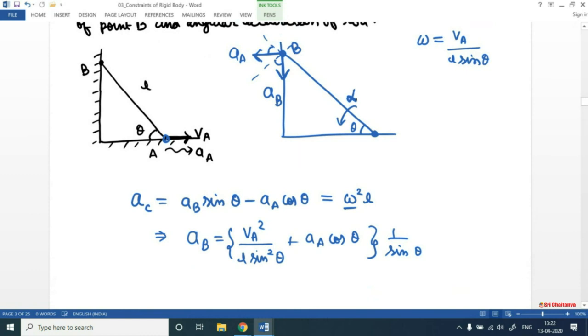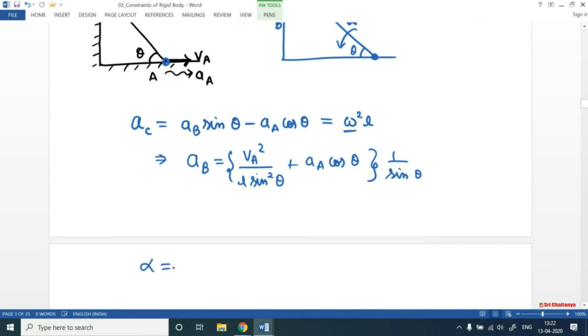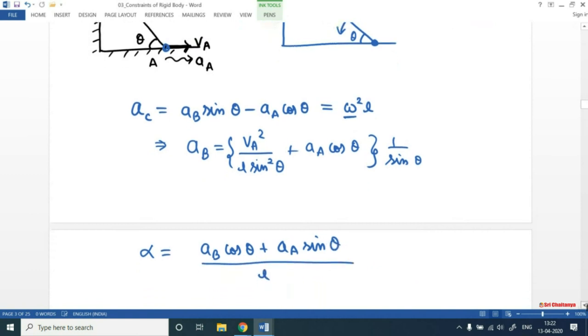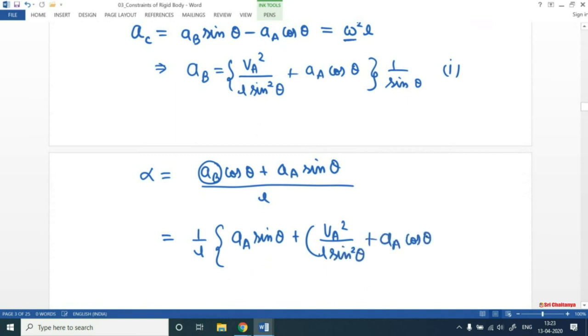So the angular acceleration alpha would be nothing but the tangential acceleration divided by L. The tangential acceleration we can simply say would be AB cos theta plus AA sin theta, divided by L. Since we have already found the acceleration of point B, we can substitute AB from equation number 1, and after substituting, alpha we will get as 1 by L into AA sine theta plus VA square divided by L sine square theta plus AA cos theta, into cot theta. So that will be the relationship for alpha.